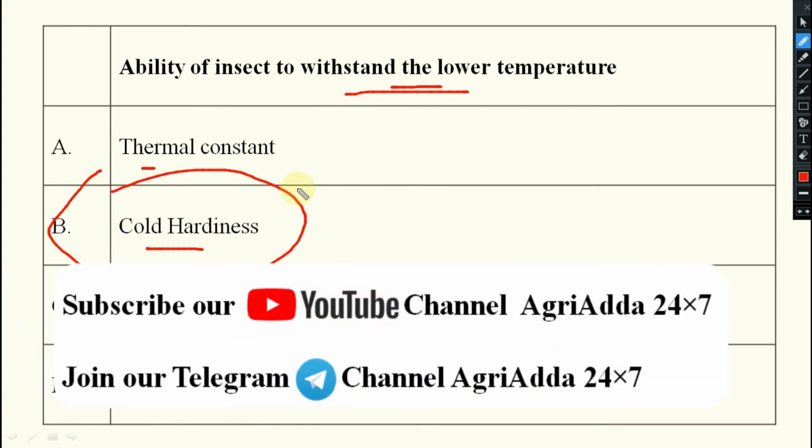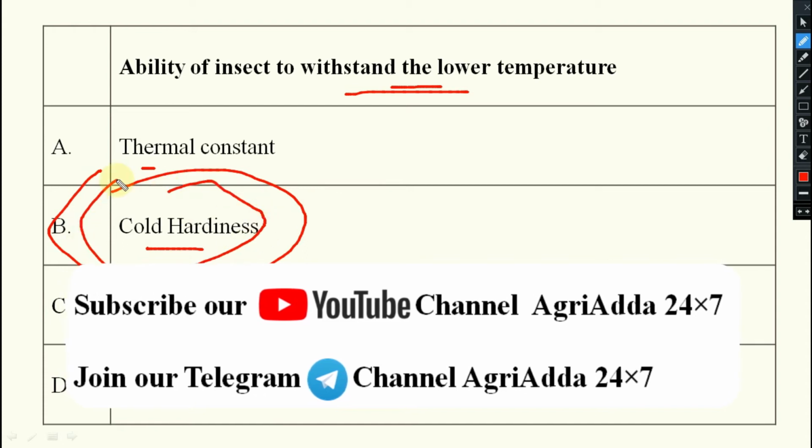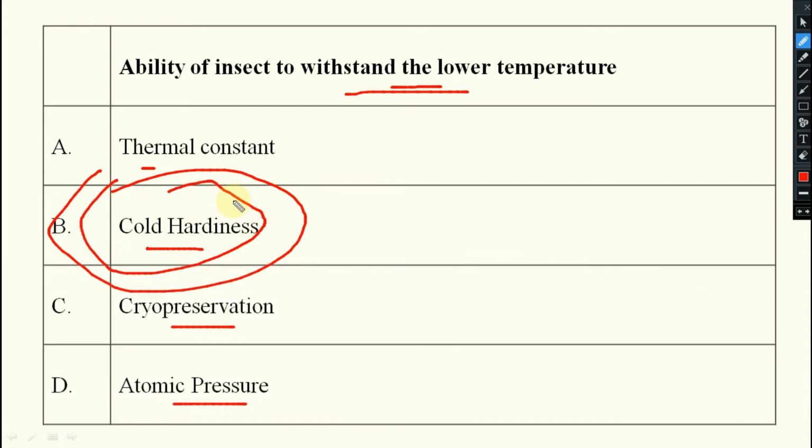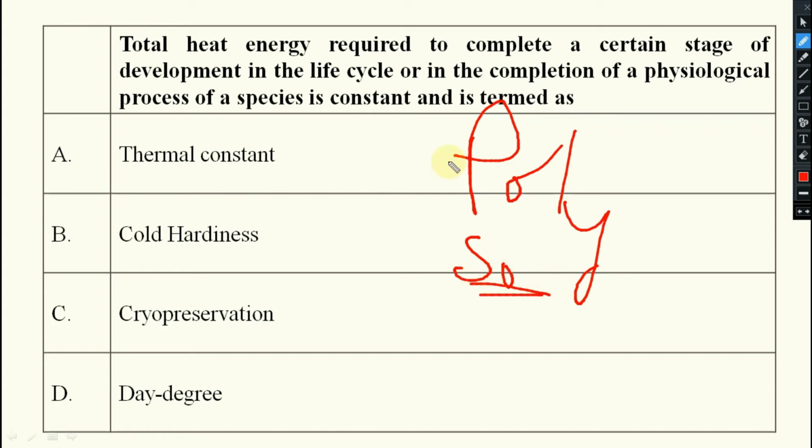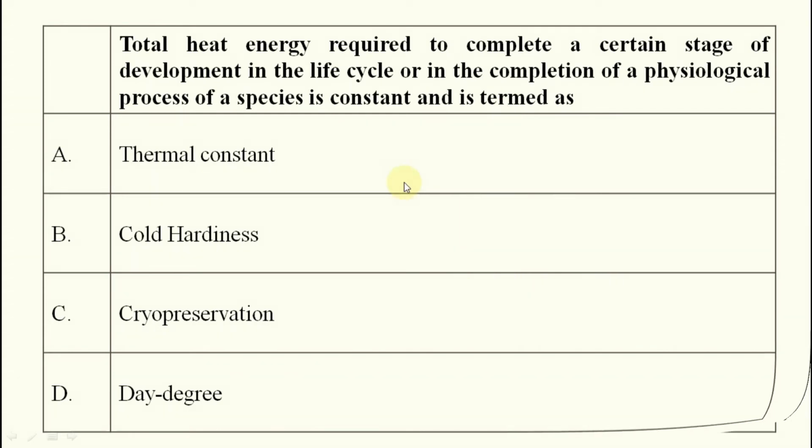To have this cold hardiness, what do they contain? That is your cryoprotective compounds. Yes or no? Polyols like your glycerols, sugars like your sorbitol and erythritol. So don't get confused. Next, that is important, it may come: polyols, sorbitol, erythritol, these are your cryoprotective compounds, very very important.